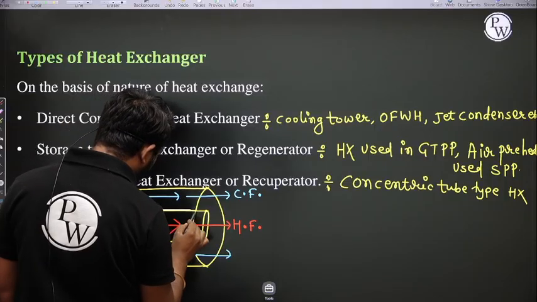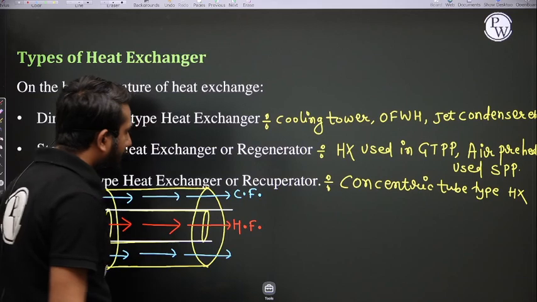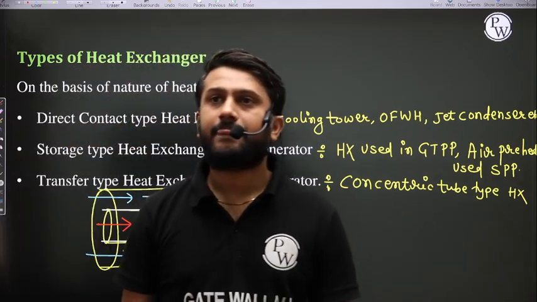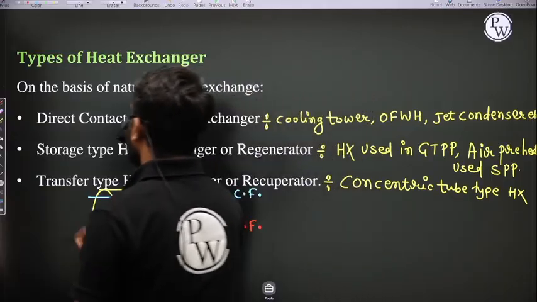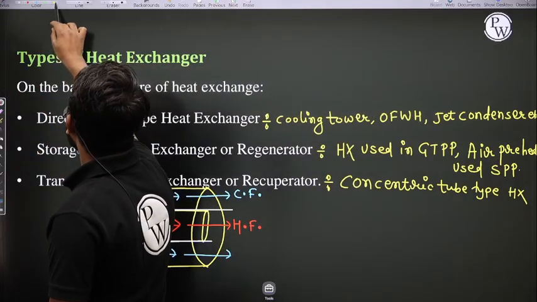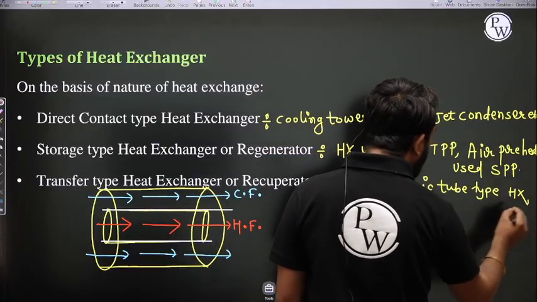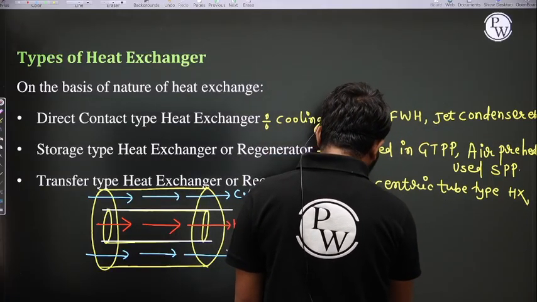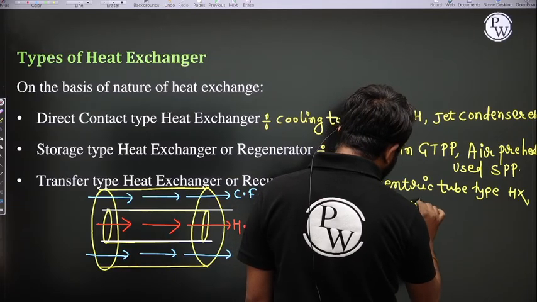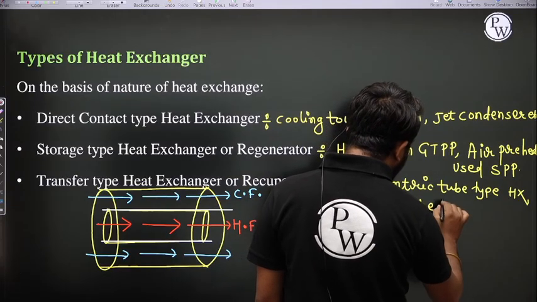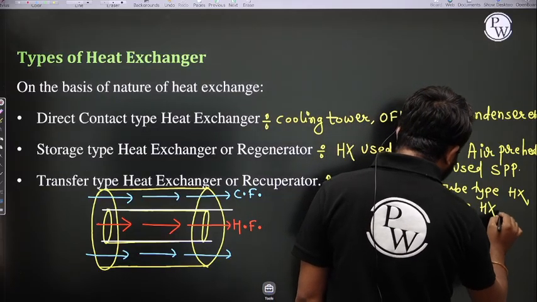By this tube wall, both the fluids are separated by this tube wall. That is known as the transfer type of heat exchanger or recuperator. Another example, the first example is a concentric tube type of heat exchanger. Another example is the shell and tube type of heat exchanger.